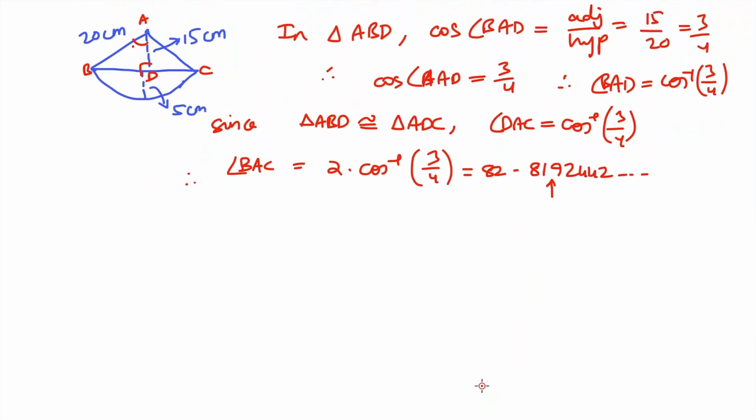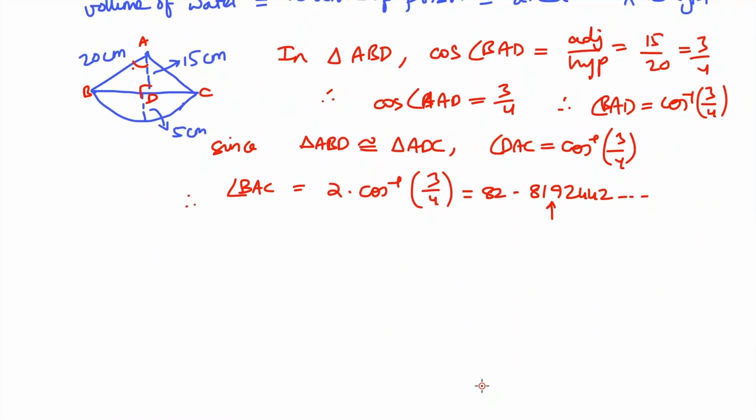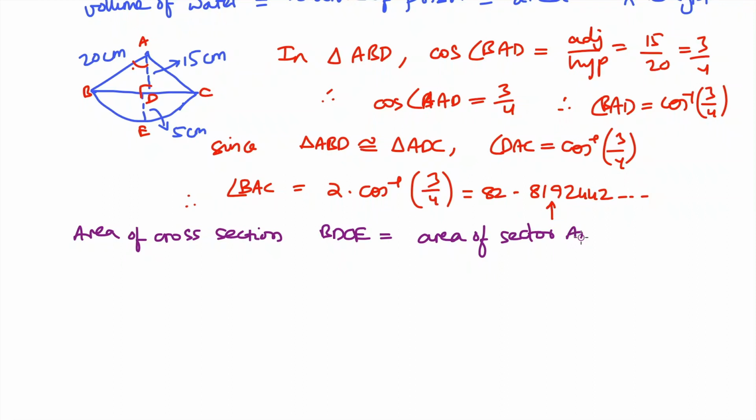Okay, now I calculated the angle. So first of all, I need to calculate the area of, so if this is E. So what I would say is area of cross section BDCE is equal to the area of sector ABEC minus area of triangle BAC. Okay, so if I take this entire area and then subtract this area, then I would get this area, which is the area of the cross section.